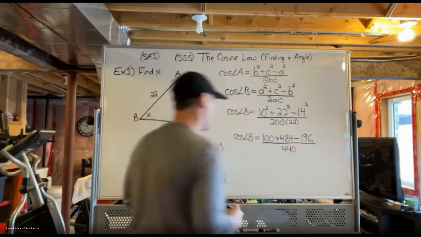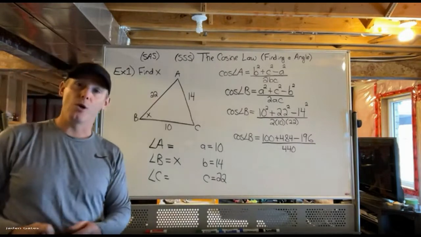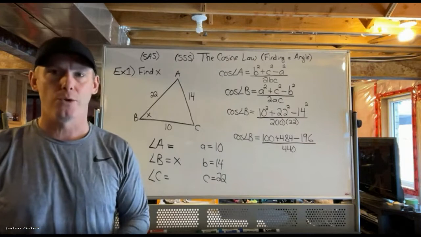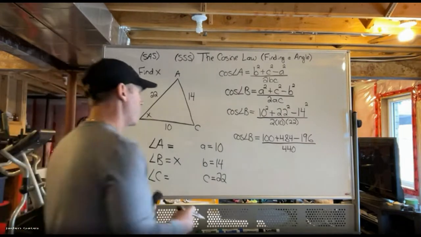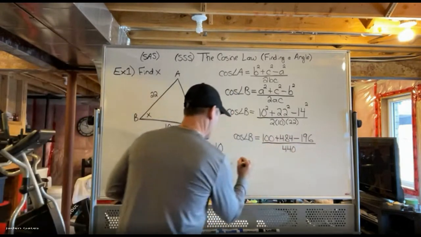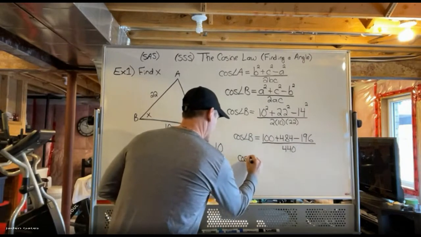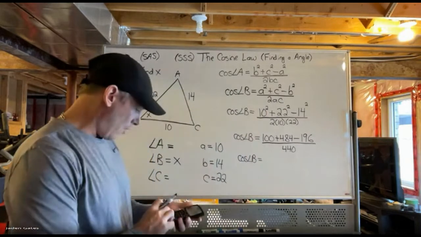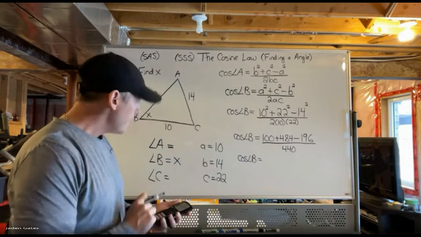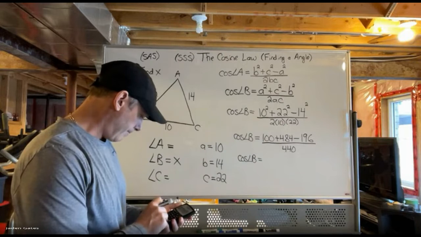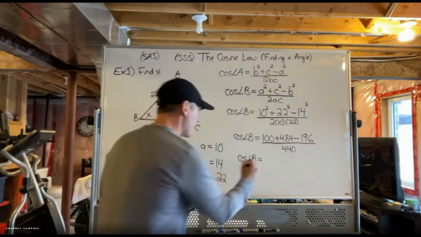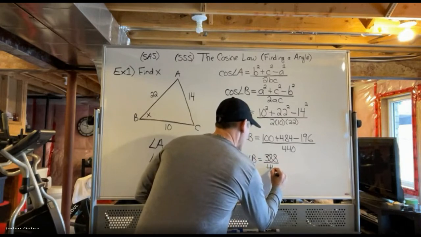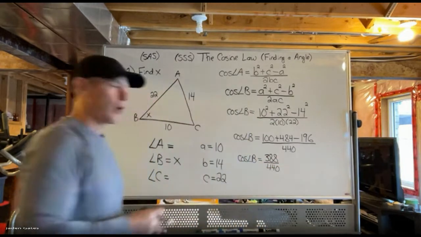All right. So it is getting simpler. That's always a key thing in math. If things start to get more complicated, you're probably going the wrong way. All right, so now I can do all this adding and subtracting on the top there. So I've got cosine angle B. Let's see, 100 plus 484, well, that's going to be 584. And then minus 196, I get 388. And again, the bottom, the denominator there, is still 440.